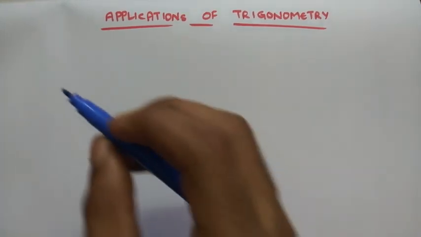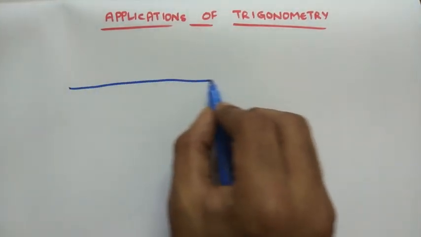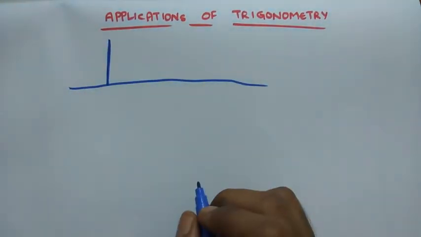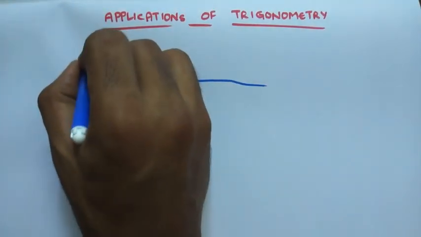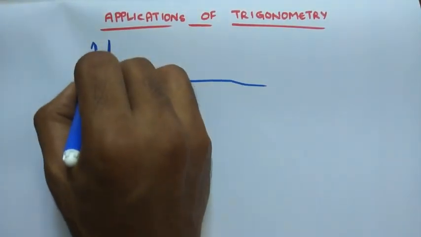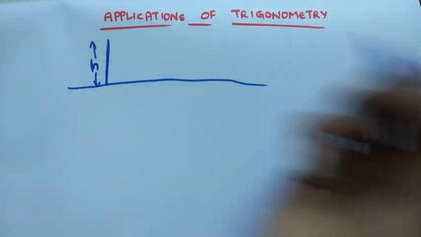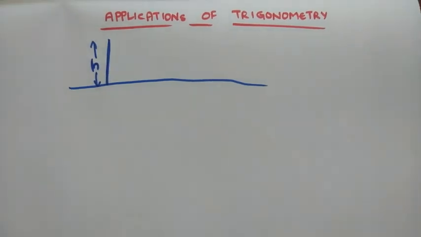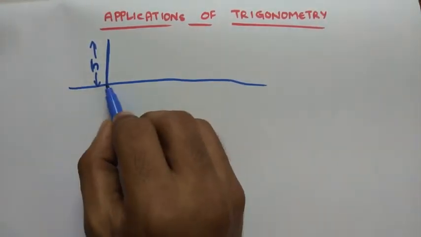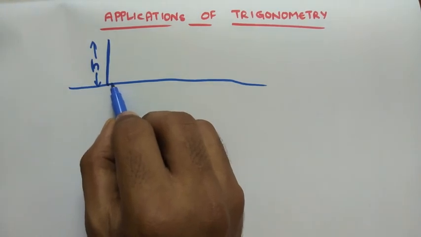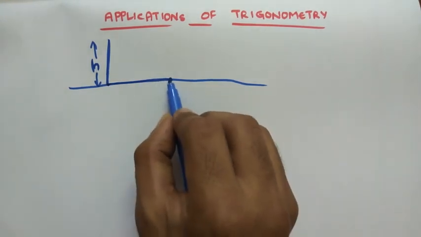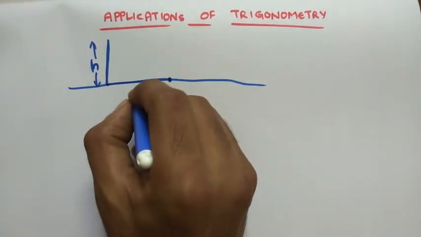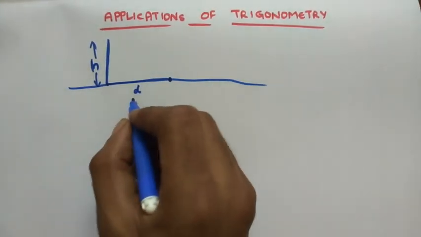So consider a ground and there is a tree here. It has height h and we don't know what it is. We don't know what this h value is and we need to calculate this. To calculate this, I'll go a certain distance from the tree. So from here I'll try to measure. This is the distance I went from the tree, let it be d.